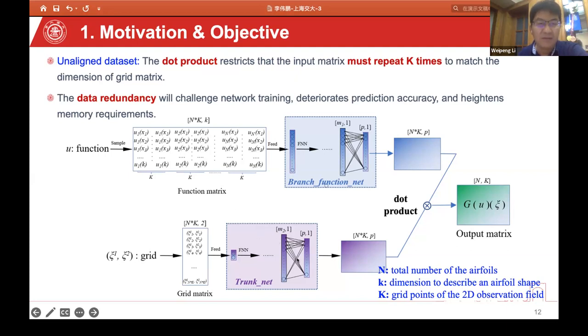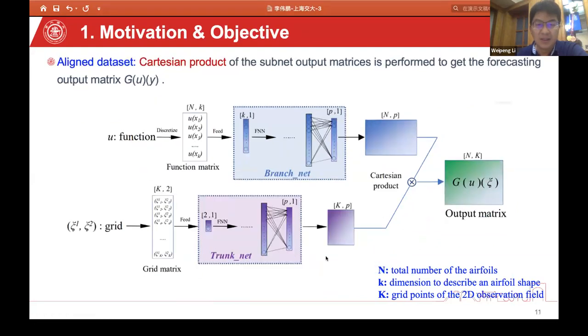Maybe I will go to the last page. In this figure, we show the dimensional resolution in the network, and n we can name as the total number of airfoils. Maybe we have 100 or 200 airfoils to be trained. And the small k is the dimension to describe an airfoil shape. Maybe we need 2k dimension parameters to describe one airfoil.